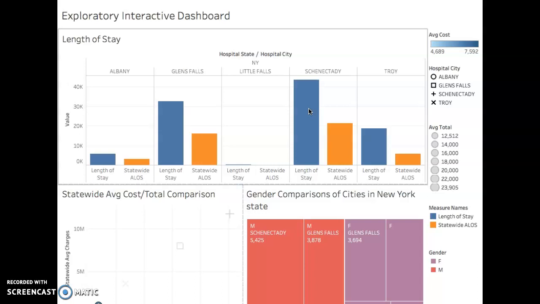In terms of average cost and totals, the city with the lowest average cost and total is Albany, with an average total of $12,800 and an average cost of $6,395. The city with the largest average cost and total is Schenectady, with an average total of $23,900 and an average cost of $7,592. This concludes my presentation, and I hope you enjoyed it.